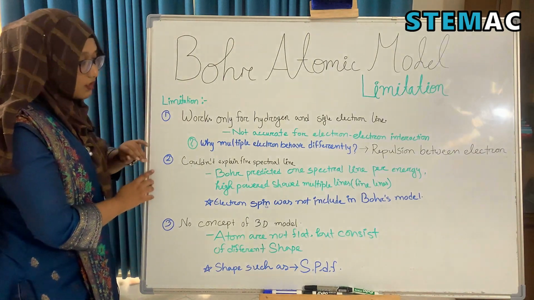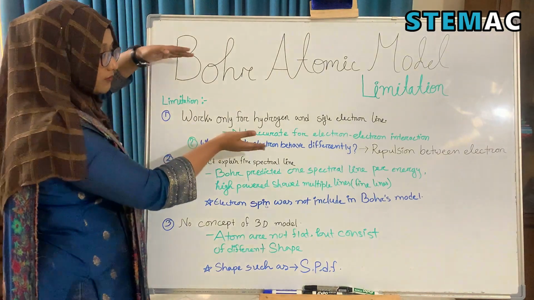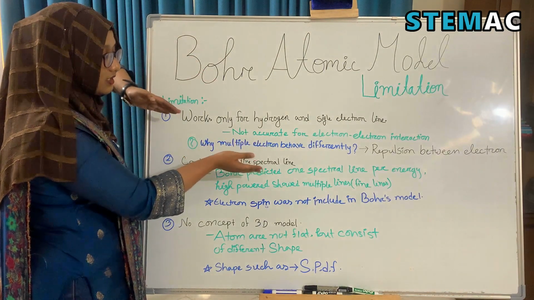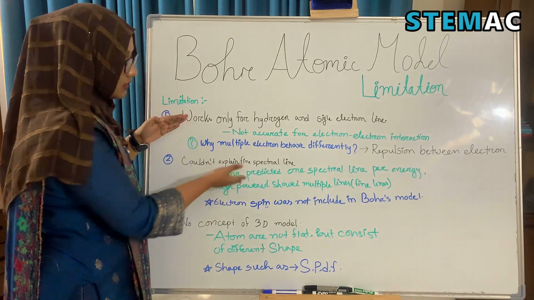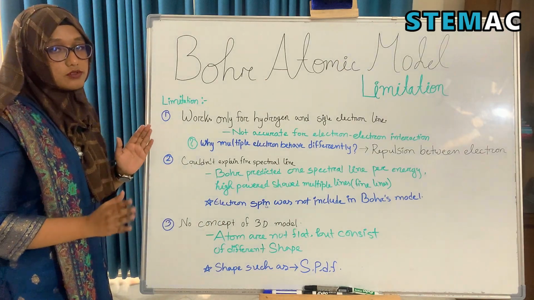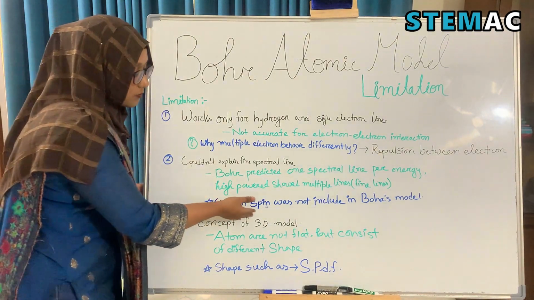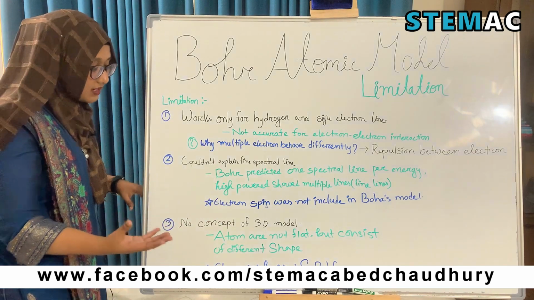So according to his model, firstly he could not explain the single electron line, then he could not explain the fine spectral lines, and he also could not explain why the electron is spinning and whether it causes any fine lines.